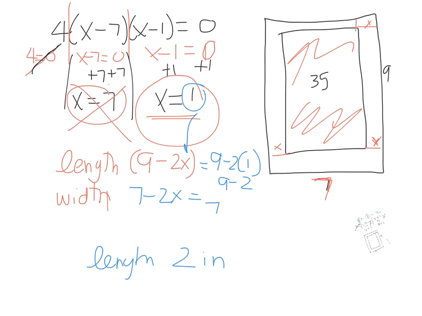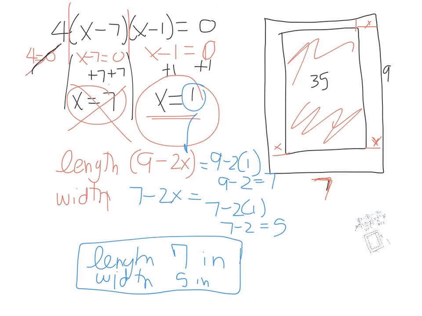So that would be 7 minus 2 times 1. 7 minus 2. Oops, sorry about that. This one was supposed to be 7. And the width is 7 minus 2, or 5. The length was 7, the width is 5 inches, which we pretty much guessed from the start, but all of this algebra has to be written out carefully, neatly, with every step involved.